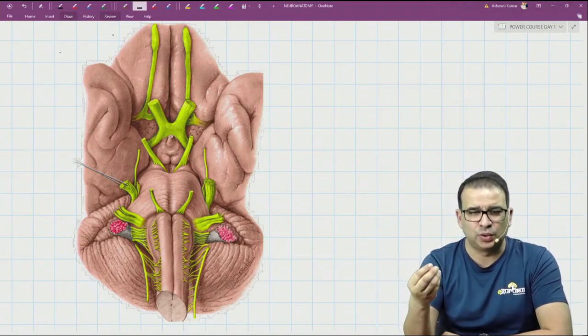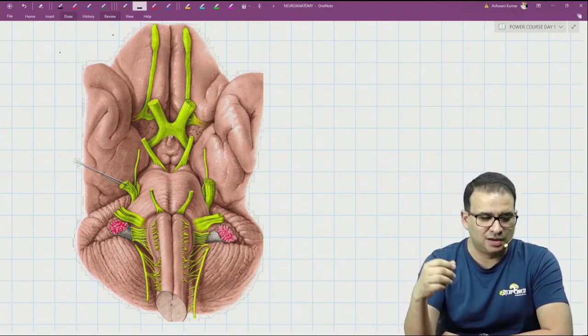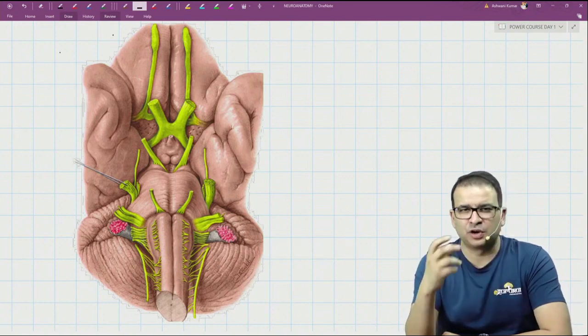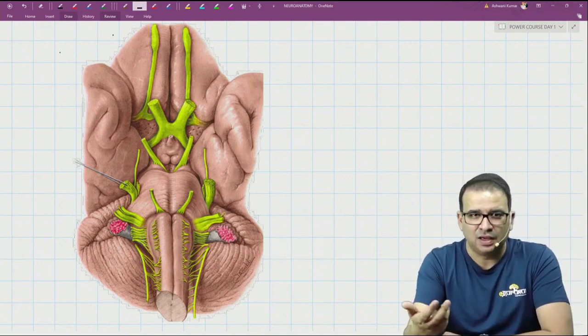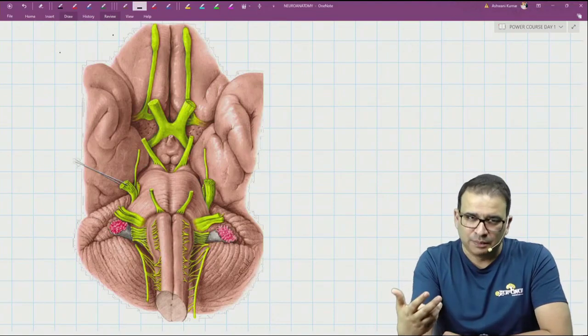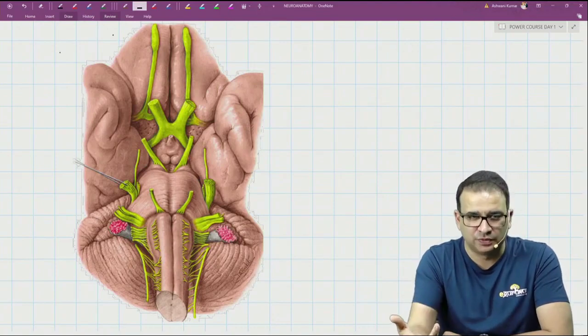It's a very common question to get that they point out a certain cranial nerve and they'll ask you, okay, what is the function of this nerve? What muscle does it supply? Injury to this nerve will lead to what? Basically, it all comes down to identification of the nerve.